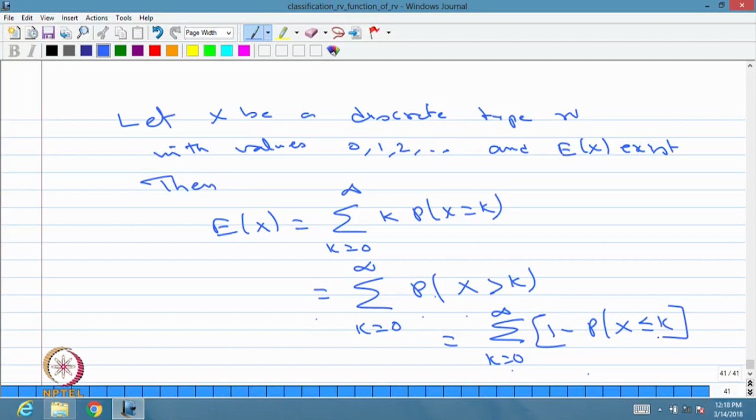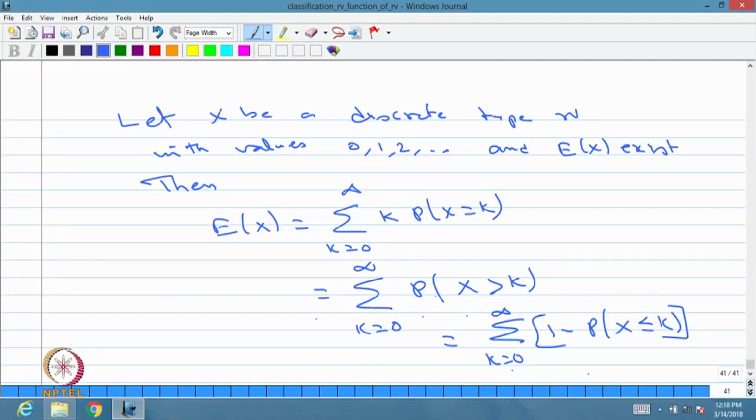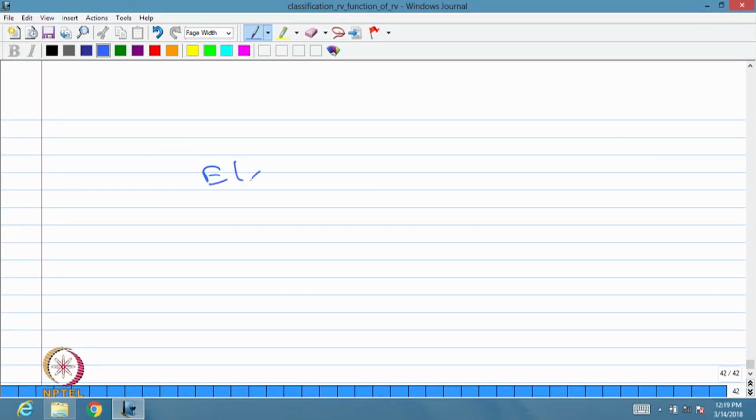I want to use a similar logic of 1 minus F of x. So, this probability that x is less than or equal to k is nothing but F of the random variable x at the point k. So, this is the same as E of x is a summation over k equals 0 to infinity of 1 minus F of x at the point k.